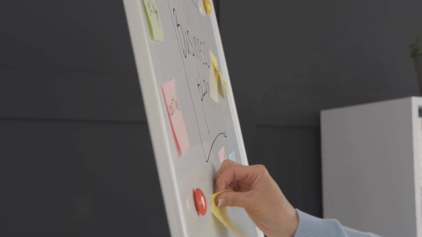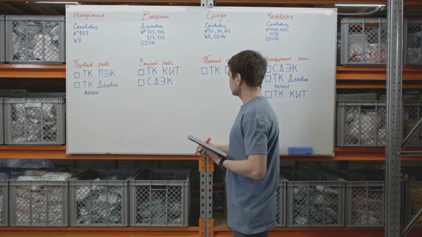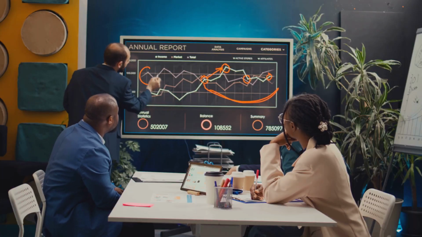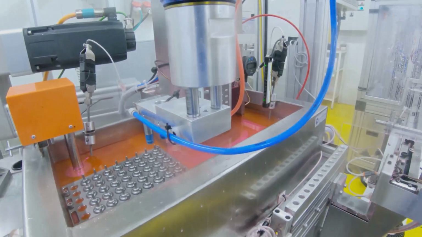Add Kaizen bursts, action items like install conveyor or implement pull system. VSM becomes your action plan and your vision for the future. So grab a pencil, start mapping, and go build something better.